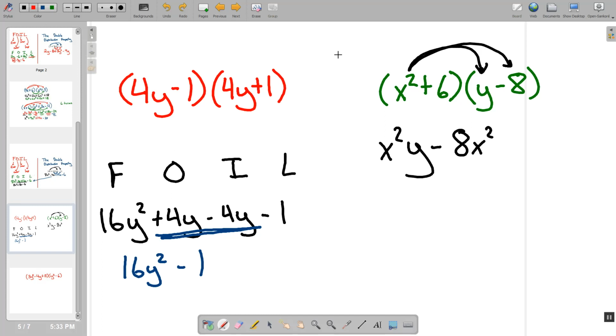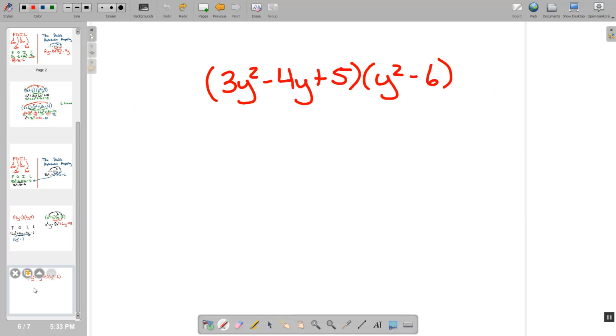Once I have distributed x squared to every term in the opposite parenthesis, I now can do 6 distributed to every term in the opposite parenthesis. 6 times y is 6y, and 6 times negative 8 is negative 48. And from here, none of these terms can be simplified, so that means I am done with x squared y minus 8x squared plus 6y minus 48. So let's do one final problem.